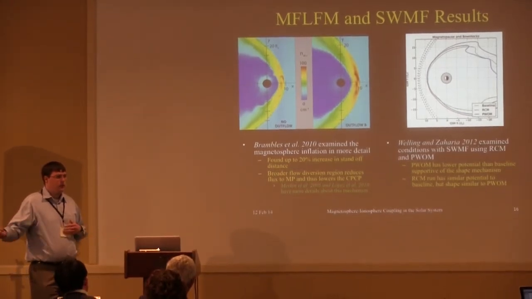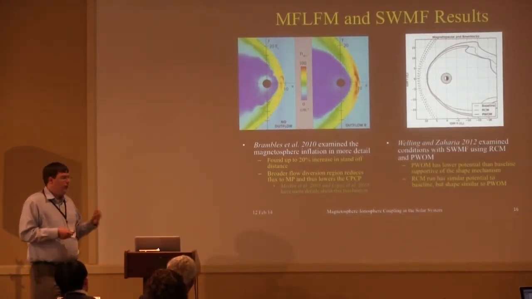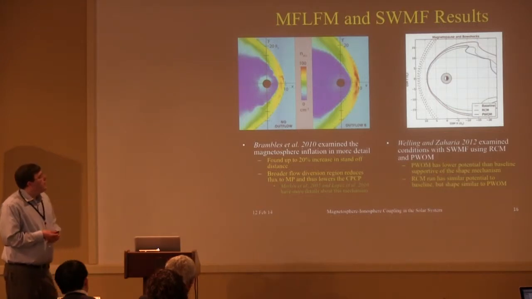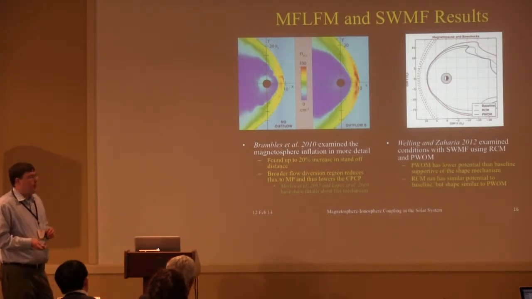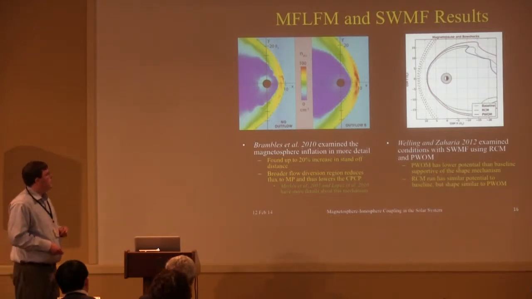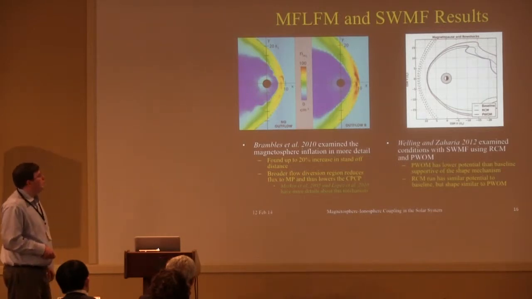So the Space Weather Modeling Framework group and the MFLFM group are using radically different approaches to specify their outflow. One is using physics-based polar wind, the other is using purely empirical. And yet the two groups have found some common results between their simulations. And one of them has to do with the shape of the magnetosphere.